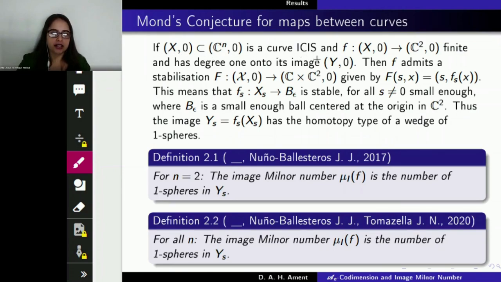If X in C^n is a curve singularity and F from X to C^2 is finite and has degree 1 onto its image Y, then F admits a stabilization F_s, given by F_s(x) = (s, f_s(x)). This means that F_s is stable for all s nonzero small enough, where B_epsilon is a small enough ball centered at the origin in C. Thus, the image Y_s has the homotopy type of a wedge of one-spheres. We got this definition for n equal to 2, and after we got the same definition for all n. The image Milnor number is the number of one-spheres in Y_s.